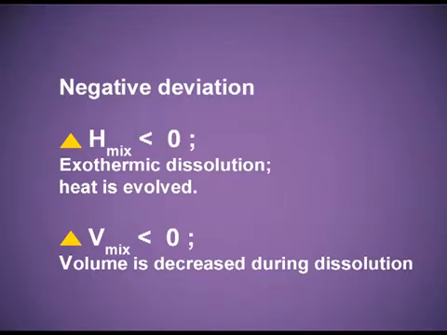Now the solutions showing negative deviation. When the solute-solvent interactions are stronger than in the pure components, it results in a solution showing negative deviation. And when the resultant bond is stronger, the escaping tendency will be lesser as compared to the pure component. Due to this, delta H mixing will be less than 0, delta V mixing will also be less than 0, and the partial vapor pressures will also be less than the vapor pressure of the pure component.